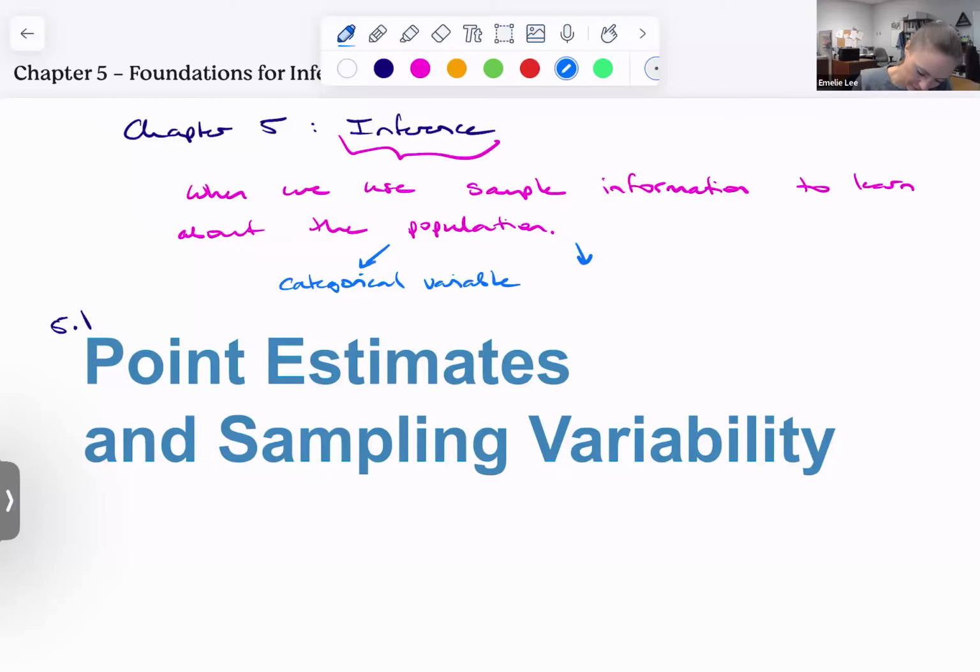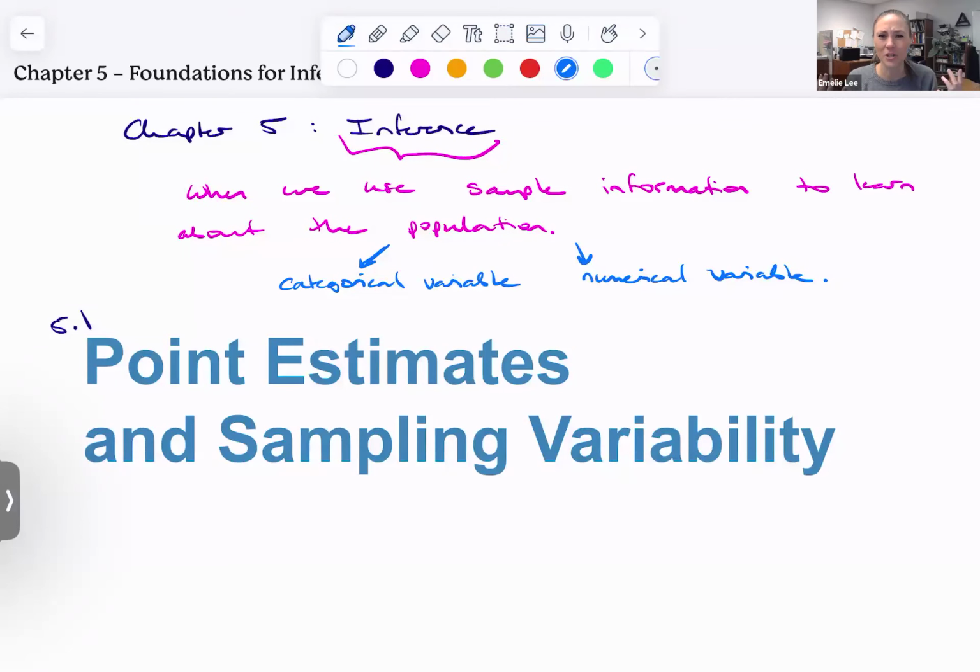Maybe I'll do a little arrow. Or a numerical variable. Okay. Now, what we're going to analyze if we have a categorical variable is a proportion. Now, we can talk about how one proportion compares to a number, how two proportions compare to each other, how three or more proportions compare to each other.